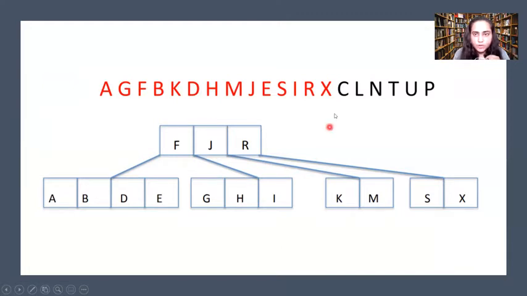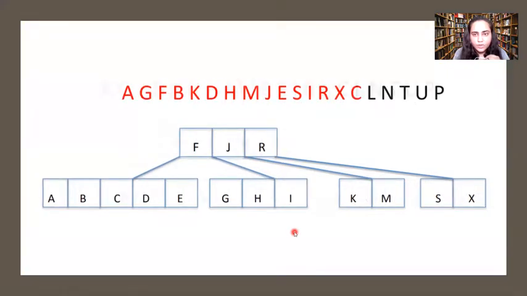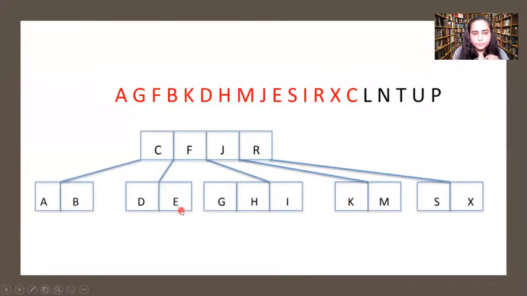And now we are going to try to insert the remaining letters. So let's say we are able to insert C, but it makes this node full. And because it is full, I have to again pull C up to the topmost level and put A and B on the left of C and D and E on the right of C. So this is what it looks like. And next I have to insert L, N, T, U, and P.